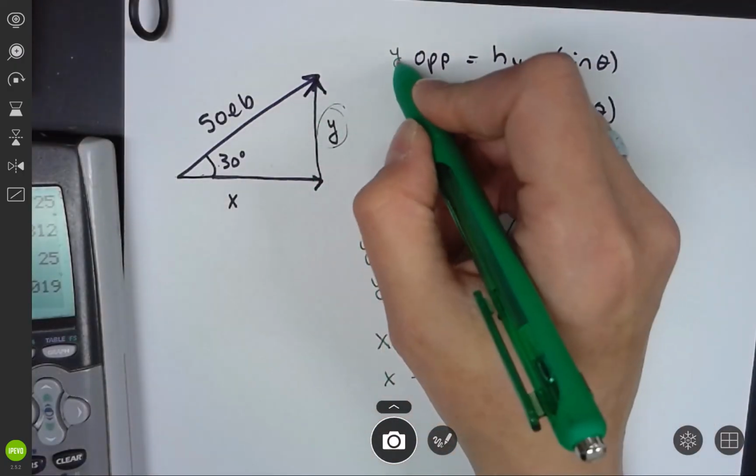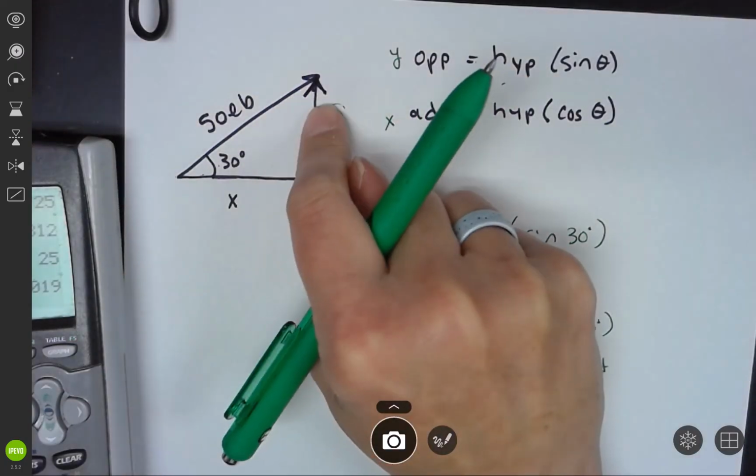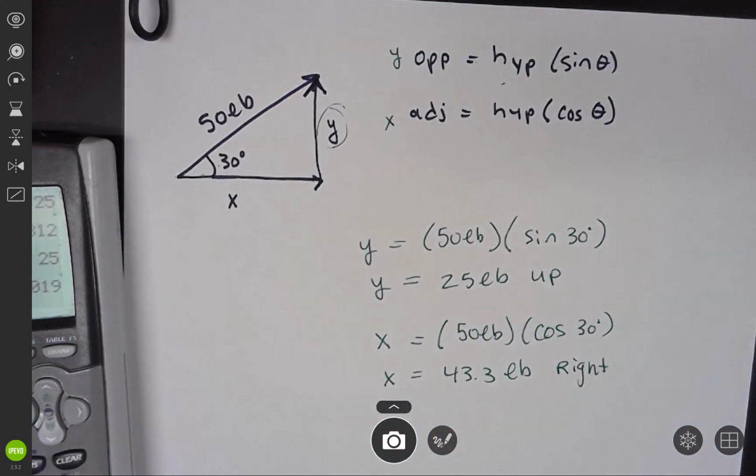And in this case, the y is opposite and the x is adjacent, but be careful because if I was given this angle, it would be the other way around. So make sure that you pay attention to that.